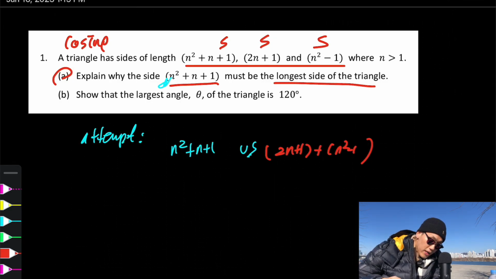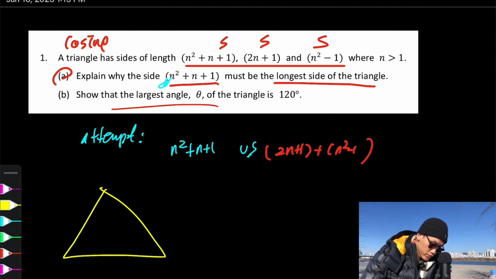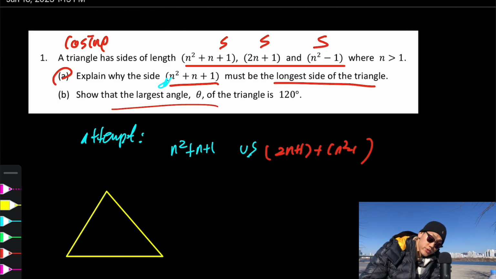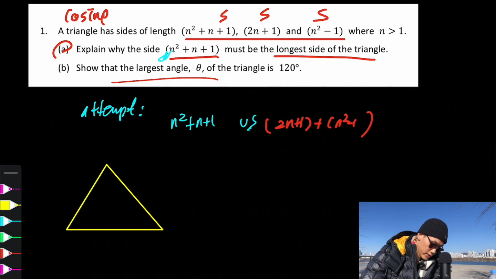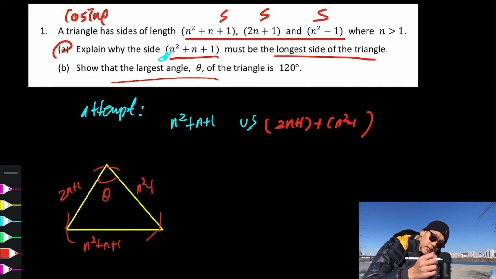And for part B, yeah, sure, show that the largest angle. So if I have a triangle, I'm just going to randomly sketch a triangle. It doesn't have to be obtuse, doesn't have to be acute, but for our convenience, I'm going to draw an acute-angled triangle. And I'm going to claim that this is the largest, and I'm going to give theta to be the opposite angle. And we do know that the other sides are going to be 2n plus 1 and n squared minus 1. Capiche? And for that one, what we want to do is to use the cosine rule.